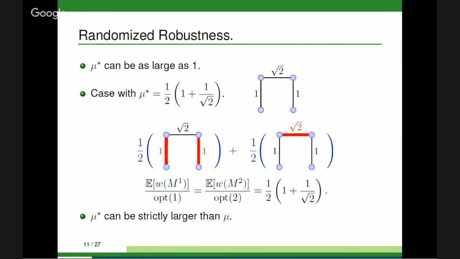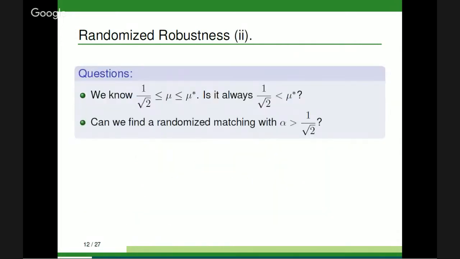So is the definition clear? The definition of robust matchings. Any questions so far? Okay. It's the same thing as before, but now we allow Alice to randomize. We allow Alice to select a distribution over matchings, or select a matching at random, essentially. Now here are the natural questions. We know that mu star is at least as large as mu. But is it always true that mu star is strictly larger than the lower bound of mu? Is it true that mu star is strictly away from 1 over square root of 2?